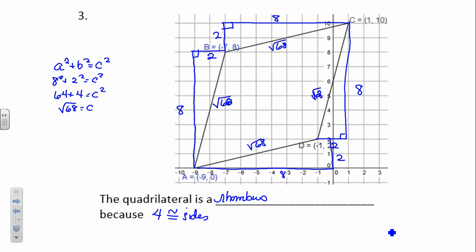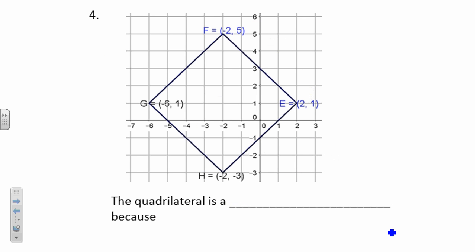Same idea. Yep, let's do one more together. Okay, or do it by yourself. I'll give you some time to think. Okay, so we think it might be a rhombus, might be a square. We've got some good suggestions. So we've got to verify.